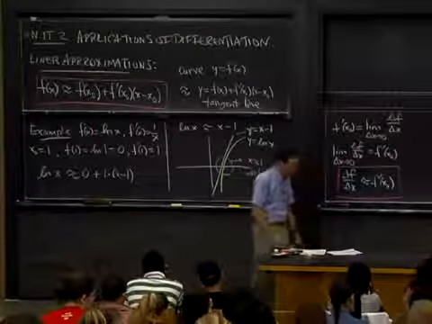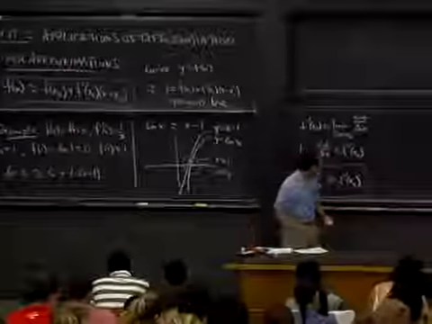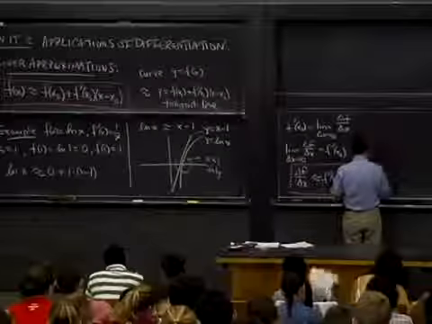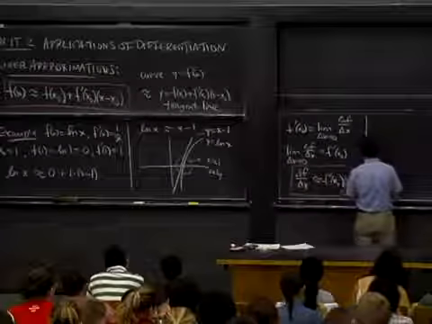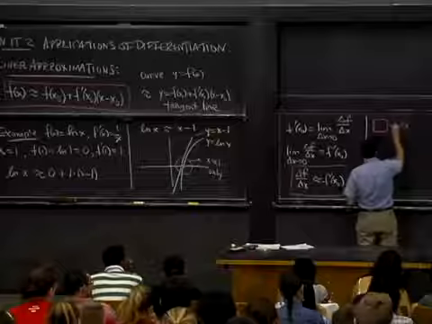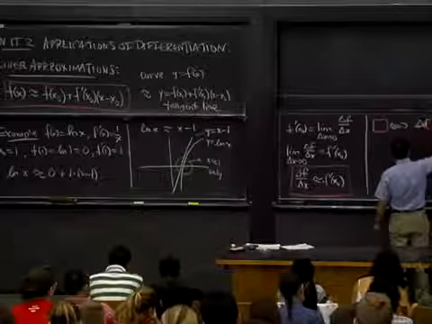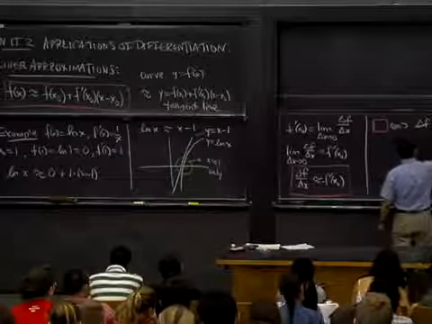Now, let me just explain why those two formulas in the boxes are the same. All right? So let's just start over here and explain that. So the smaller box is the same thing if I multiply through by delta x, as delta f is approximately f prime of x0 delta x.